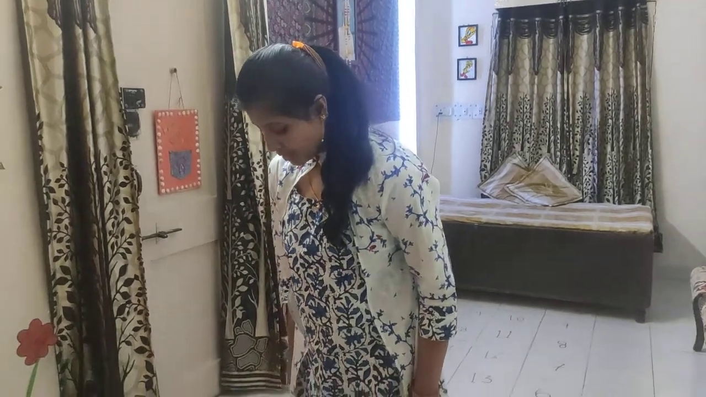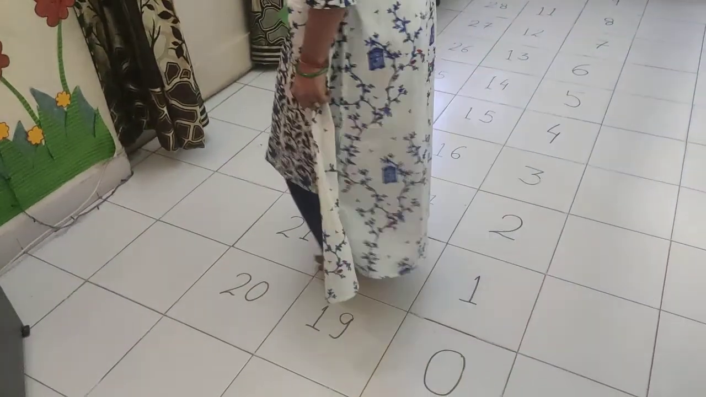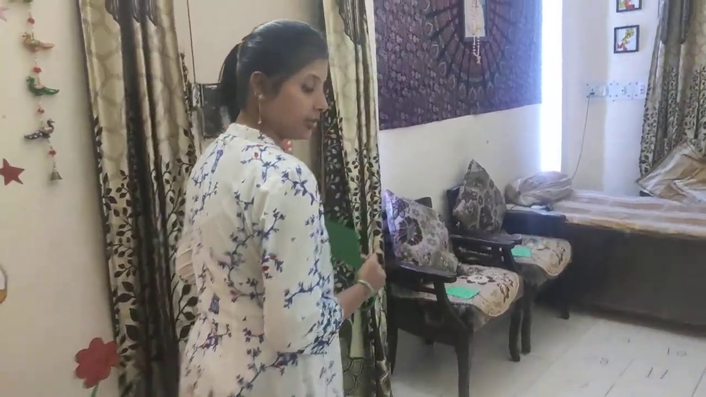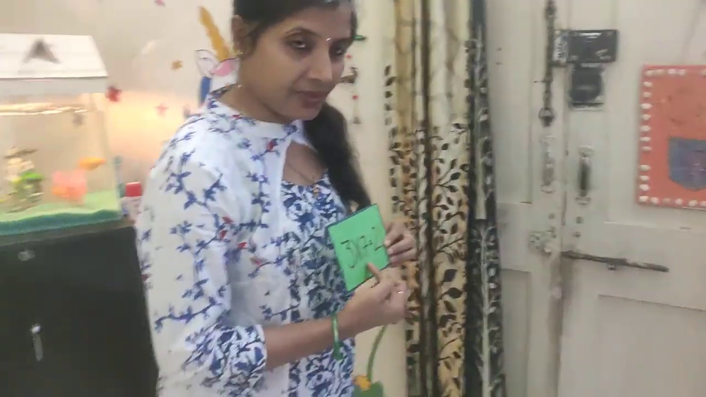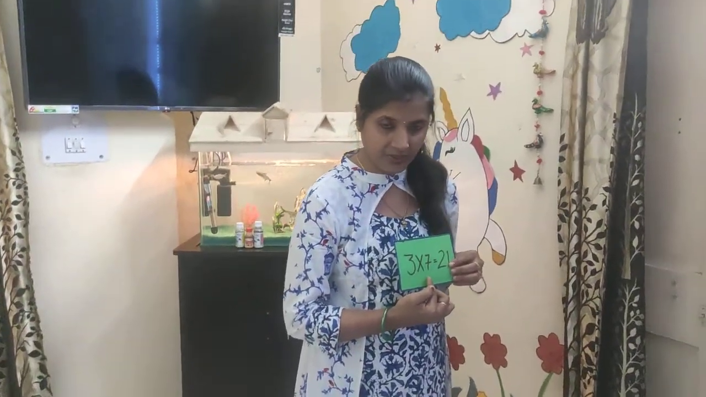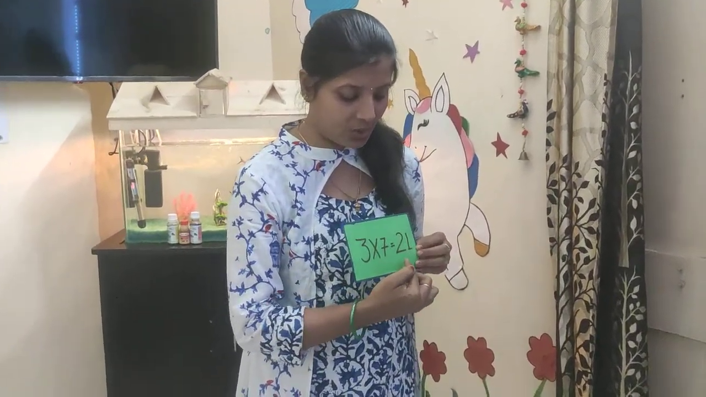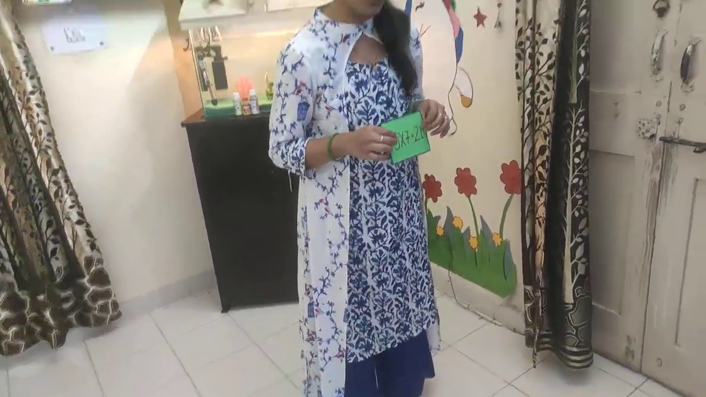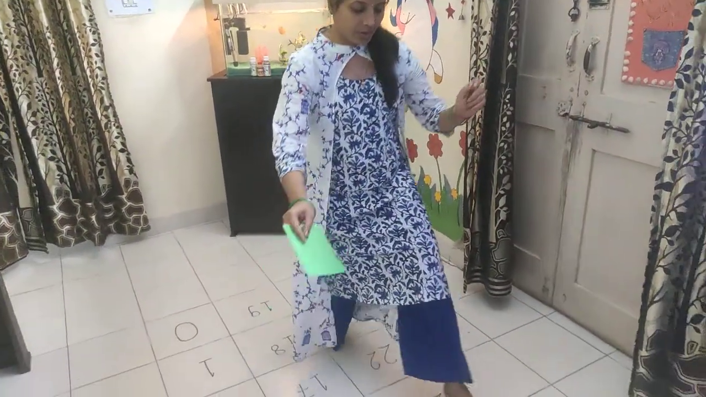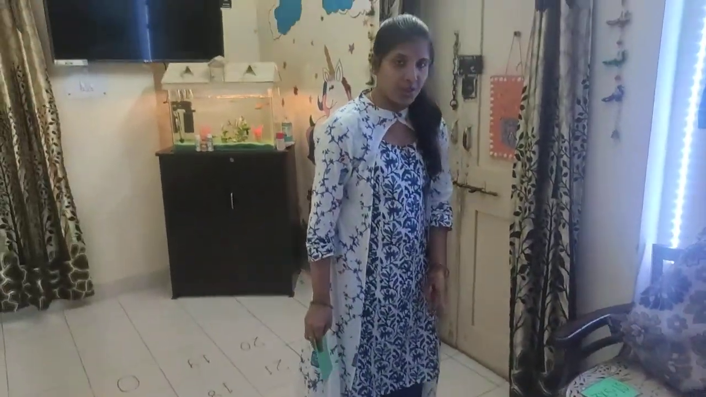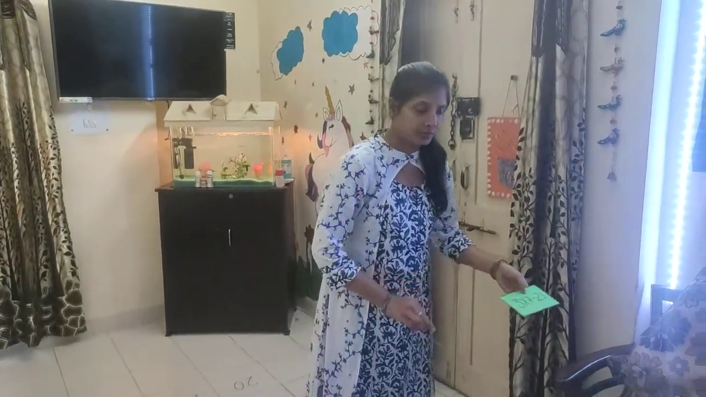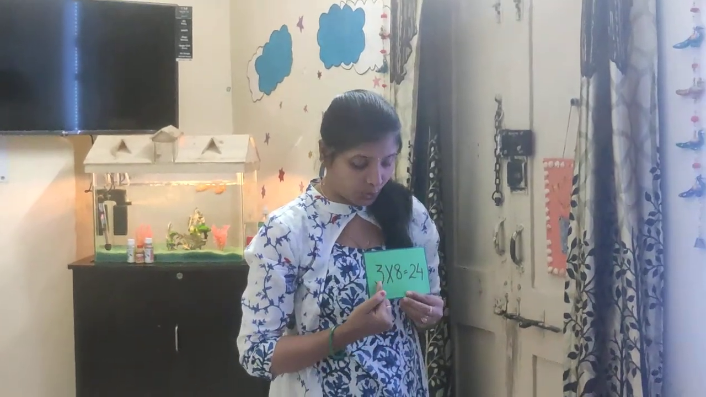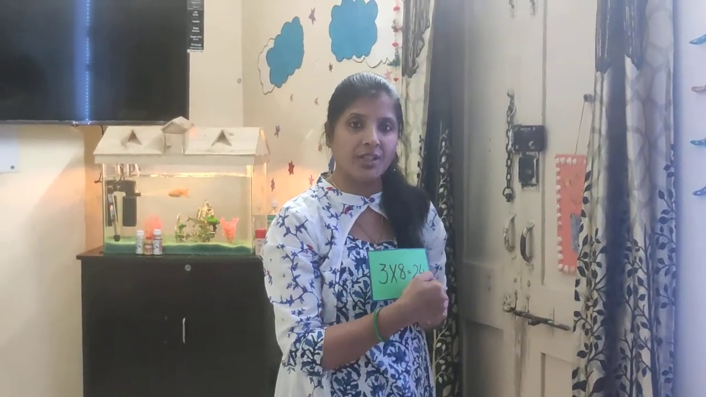Now I am going to jump 3 more steps. So I am at 21. 3 into 7, 3 steps 7 times. So 3 into 7 is equal to 21. Now I am going to jump 3 more steps. Here I am at 24. Now I have jumped 3 steps 8 times, so 3 into 8 is equal to 24.